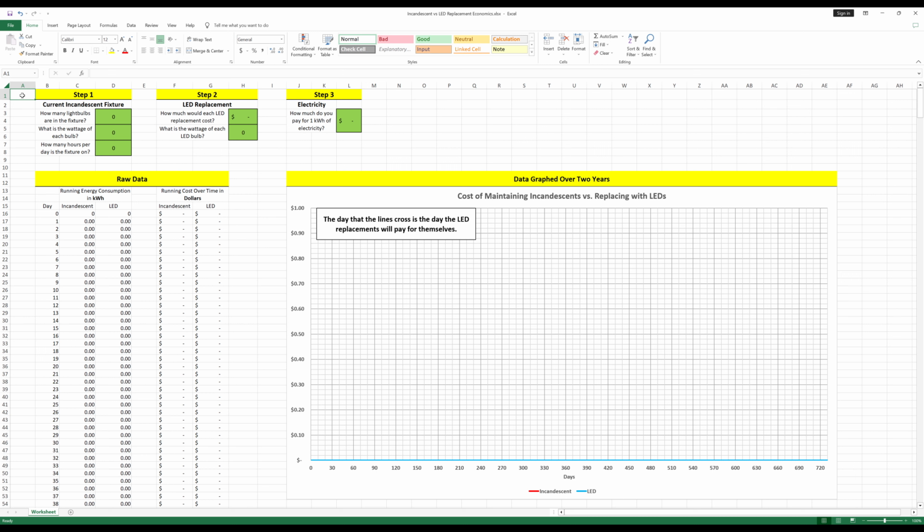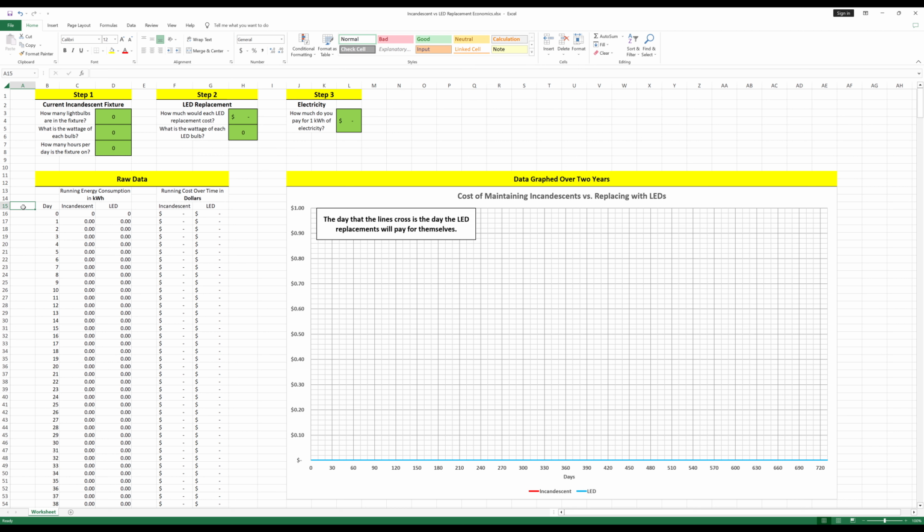And so, just going through this worksheet to do exactly that, you have simple 3 steps and 6 entries up here going over the current fixture, hypothetical LED replacement bulbs, and the cost of electricity. And that results in the raw data column over here on the bottom left, which gives running energy consumption in kilowatt hours on the left for both, and the running cost over time in dollars on the right for both.